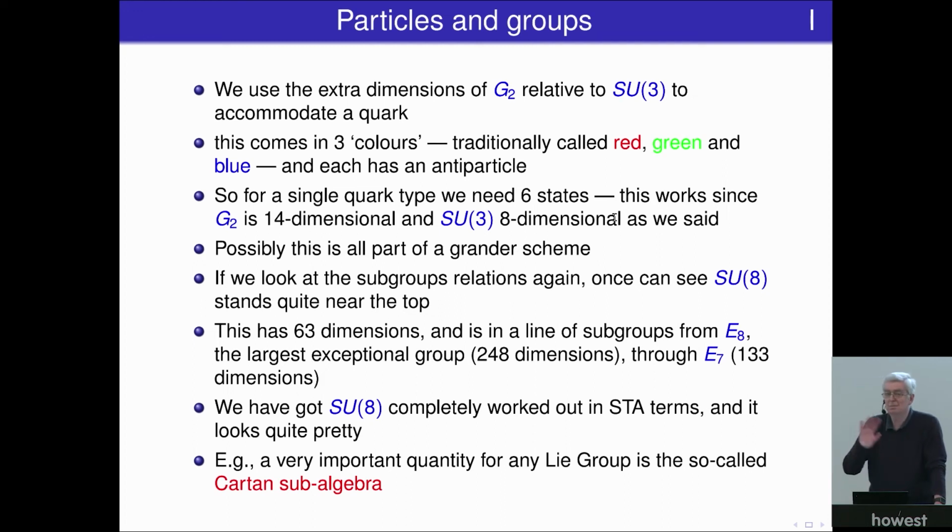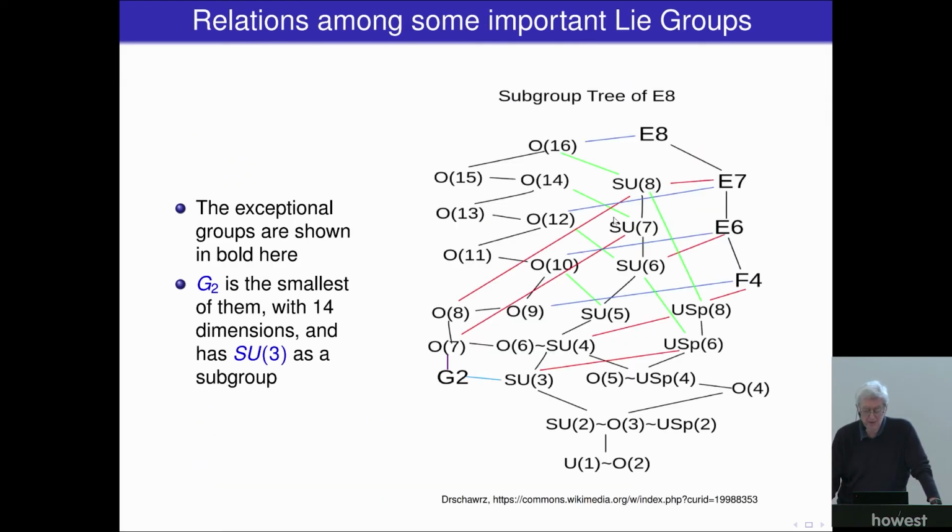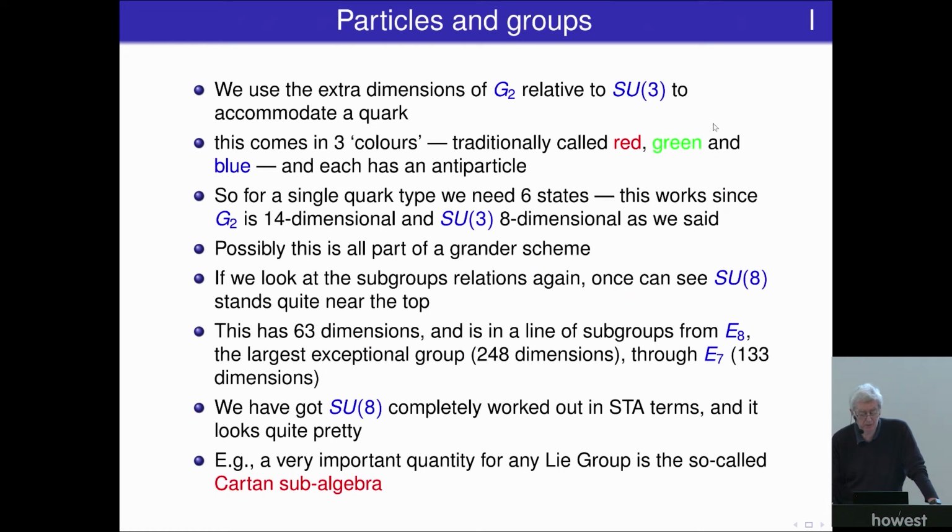Now, possibly, this is all part of a grander scheme. Just as an example of that, if you look near the top here, standing pretty near the top is SU8. It's a subgroup. You come out of E8 down to E7 and then to SU8. And I've now got this working completely satisfactorily within these octonionic chains, i.e. within the STA. And so it is possible that we can go much higher up this chain, and maybe all the way to E8. It's quite a way.